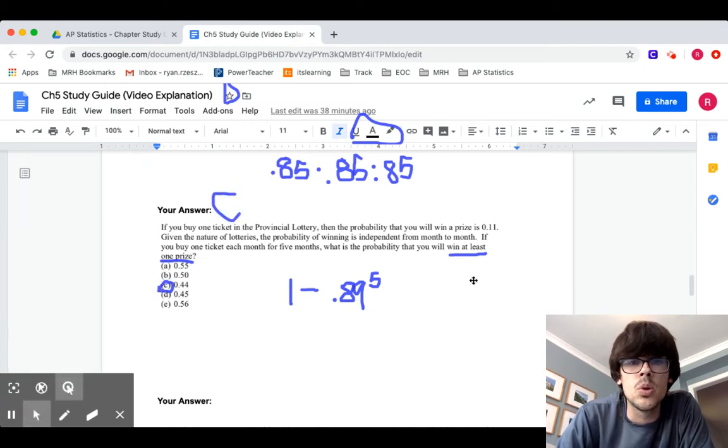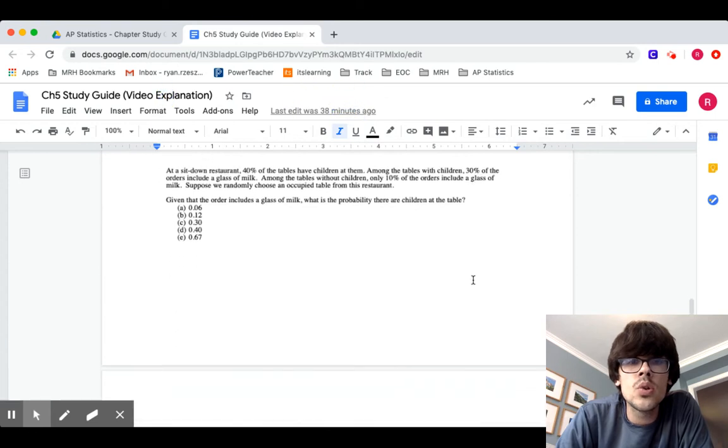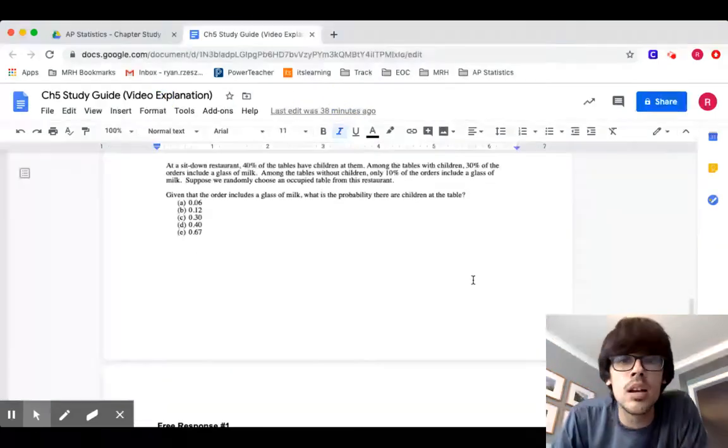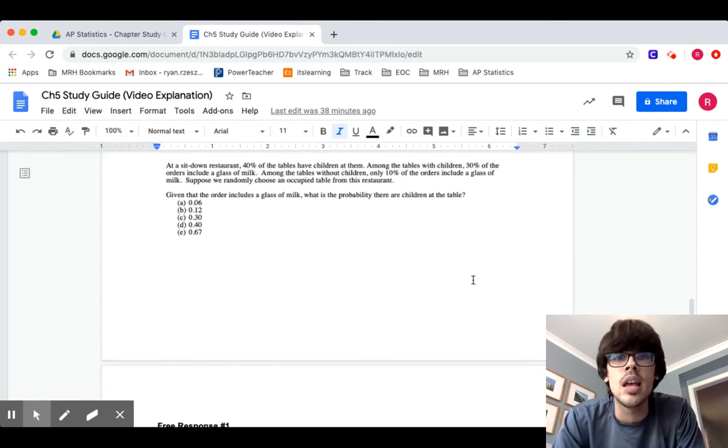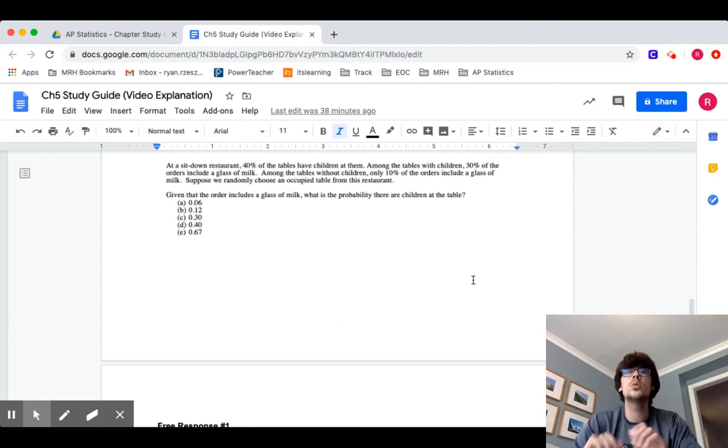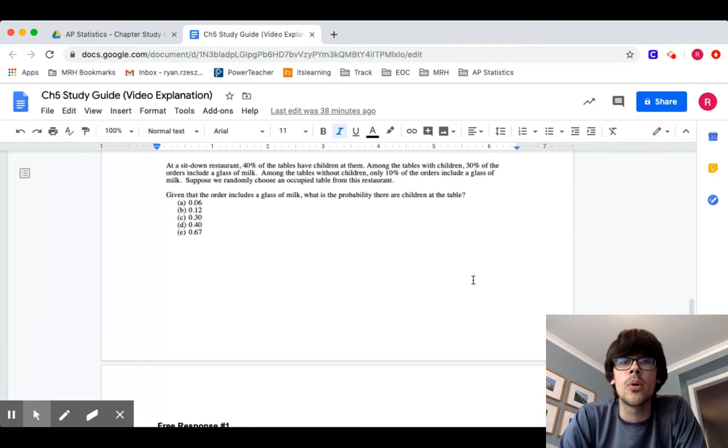One more multiple choice question to go. For this problem here, we've got a sit-down restaurant, blah, blah, blah, tables with children or not, and then people ordering milk or not. Our two big tools in this chapter, when you're talking about probability, are making a table and making a tree diagram. One of those two strategies can usually help you if you're dealing with a more complicated probability question.